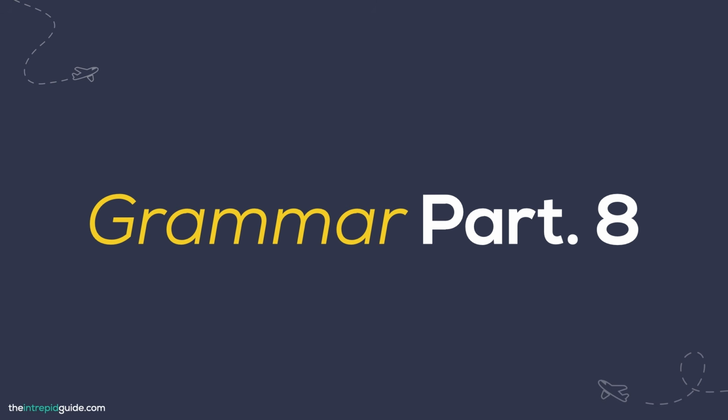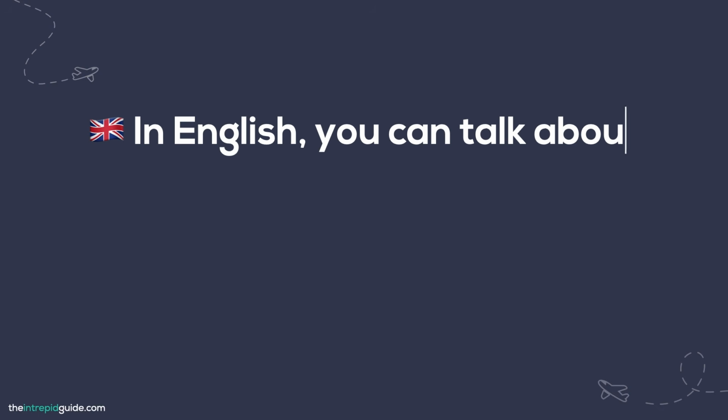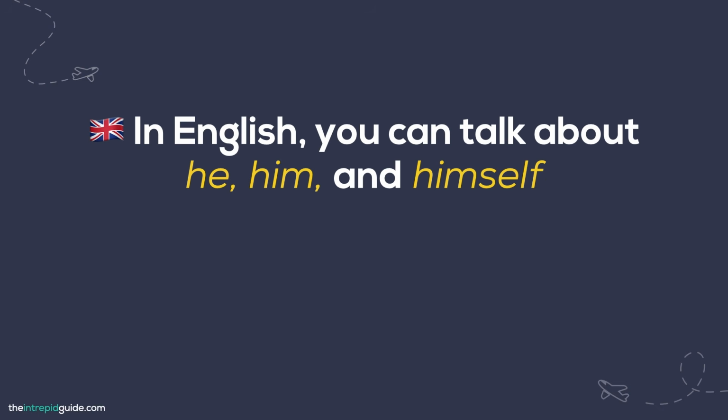The next part of Italian grammar has more than 30 variations, which can be overwhelming at first. But with my cheat codes, they become much easier. Now in English, you can talk about he, him, and himself with just 3 words.